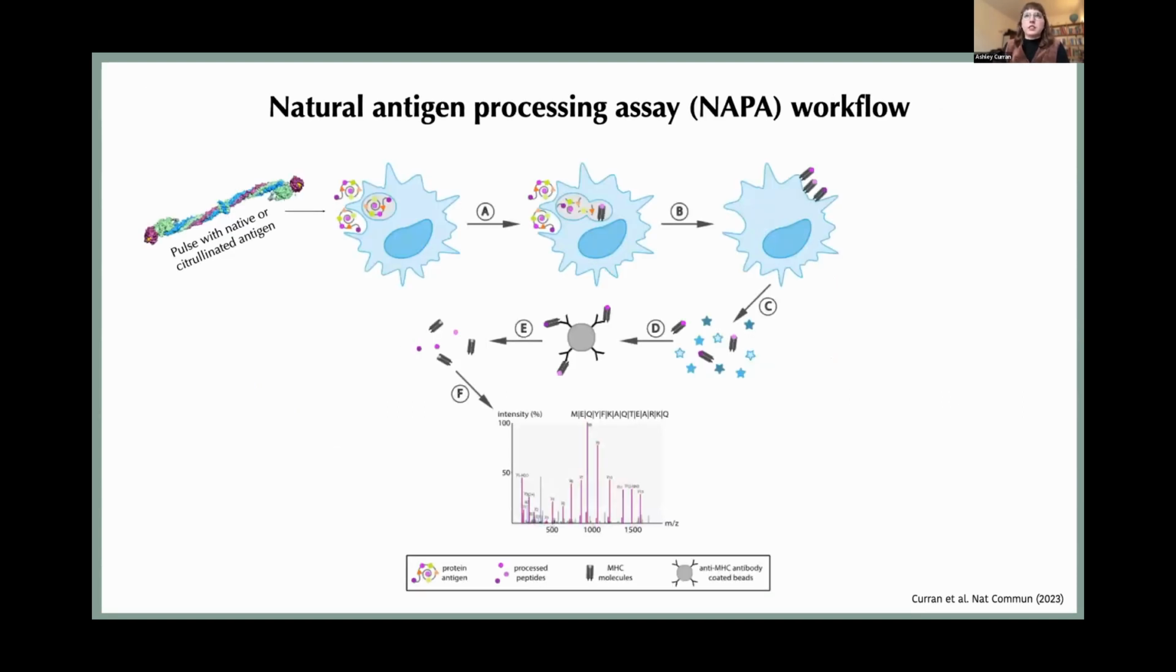To understand how this effect would show up in a cellular model, we used a natural antigen processing assay to see, when we do the same thing with native and citrullinated antigens, what is actually presented on the surface of these cells, in this case monocyte-derived dendritic cells, and what the T cells would really be seeing. We pulse monocyte-derived dendritic cells with native or citrullinated antigen and allow them to process and present antigen on their surface. We then lyse the cells, immunoprecipitate the MHC class II molecules, elute peptide, and identify the peptide repertoires, again, by mass spec.